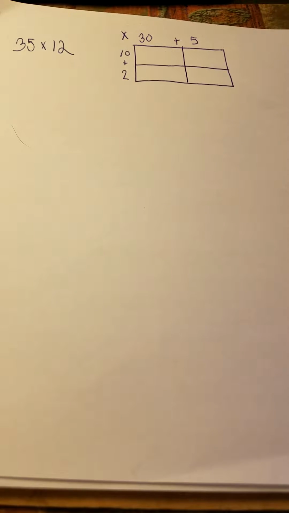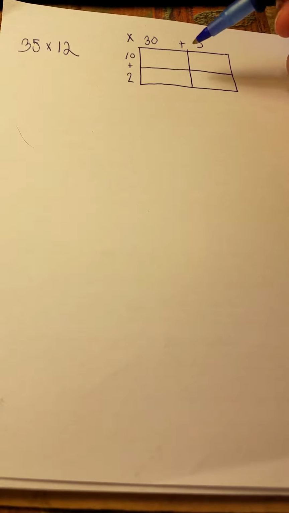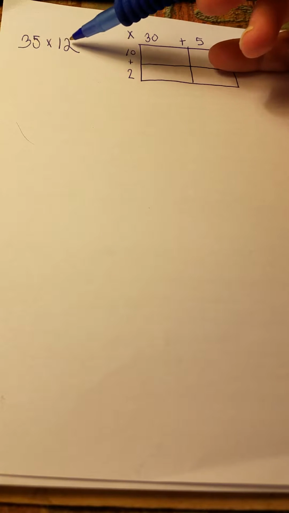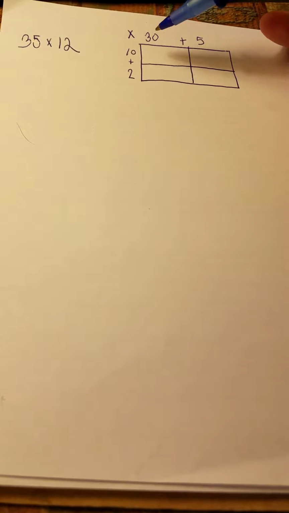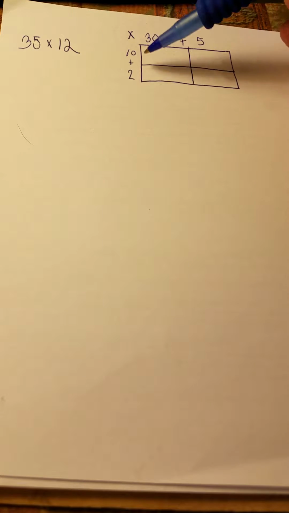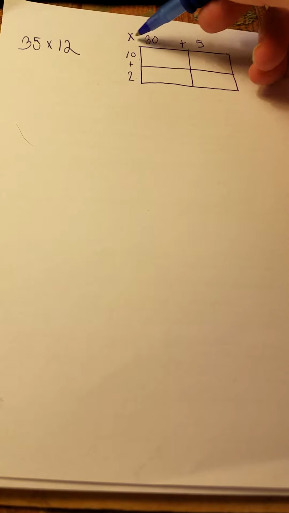So the area model of multiplication looks weird to those of us who were taught the traditional algorithm. Let me explain it really briefly. Here we have 35 times 12. And we know that 35 is 30 plus 5. And we know that 12 is 10 plus 2. We're going to multiply these two numbers.